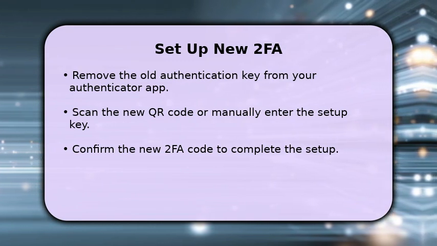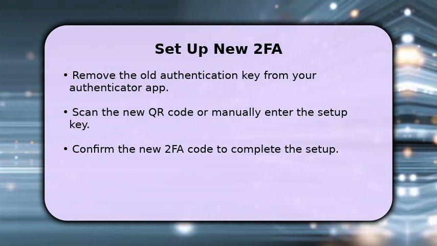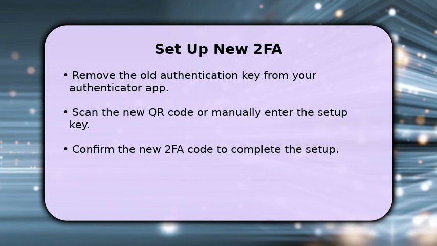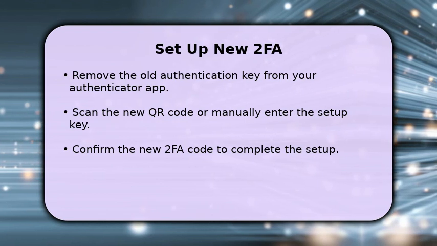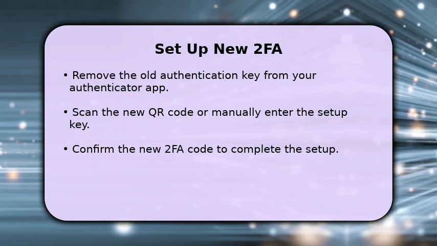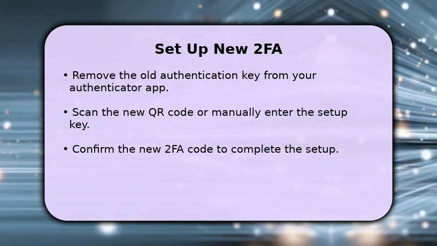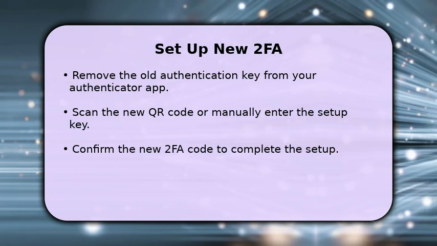Next, you will be presented with a new QR code or a setup key. Scan this with your authenticator app or enter it manually to create a new entry. Finally, input the newly generated 6-digit code to confirm and activate your new 2FA.